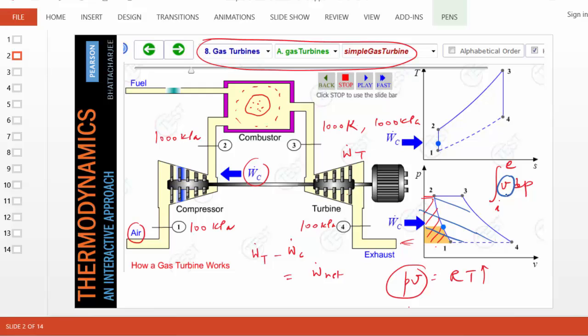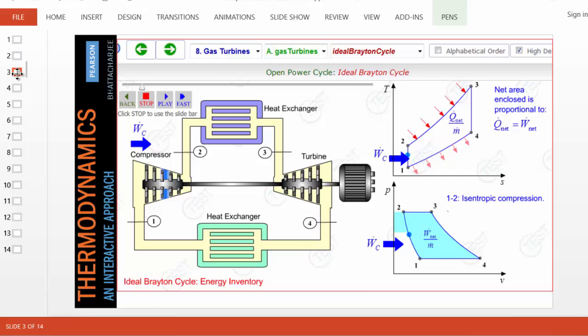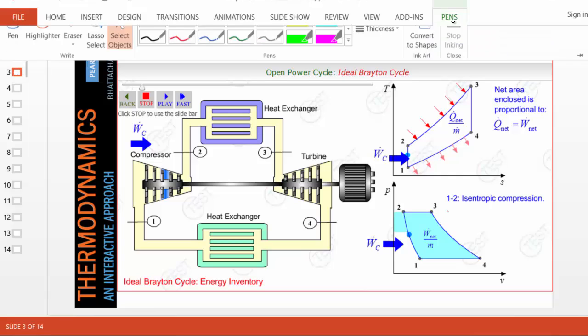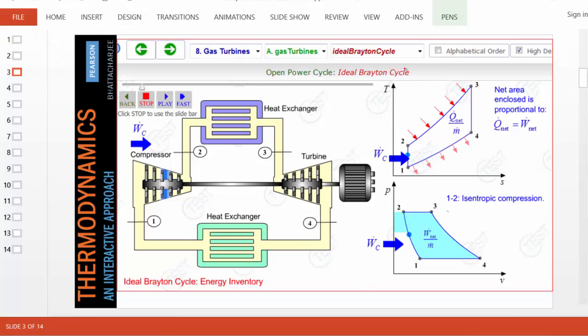Okay, now let's see how we can model this. This is not a cycle, this is the real gas turbine. How can we simplify this so that we can analyze? Well, first thing, a compressor, we'll assume it to be ideal. So when we simplify things and turn it into a cycle, that's called the Brayton cycle.